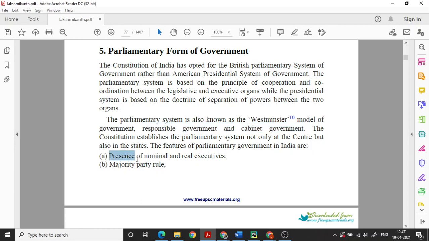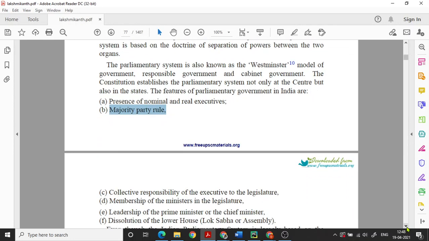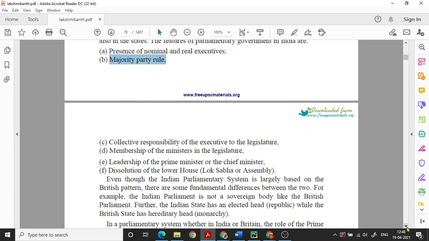Number one, presence of nominal and real executive. Here the nominal executive is the president of the country and the real executive is the prime minister of the country. So we have both nominal and real executive. Next is rule of the majority party. You are aware that after the elections, whichever party can claim the majority gets to rule.